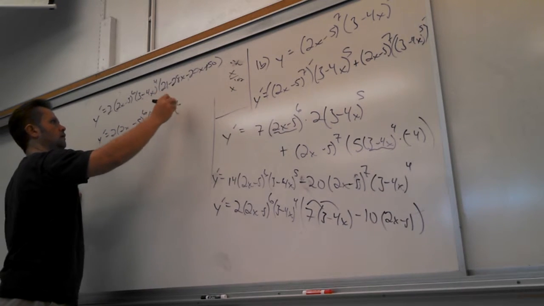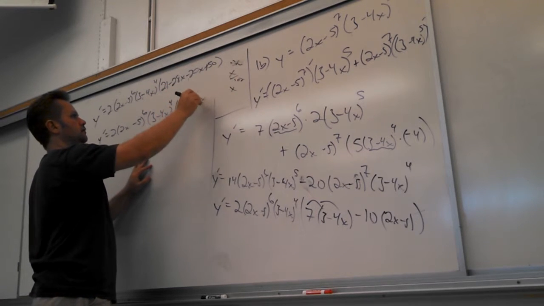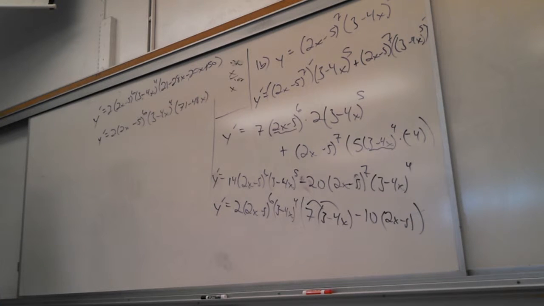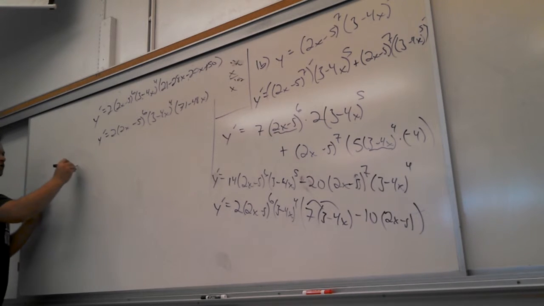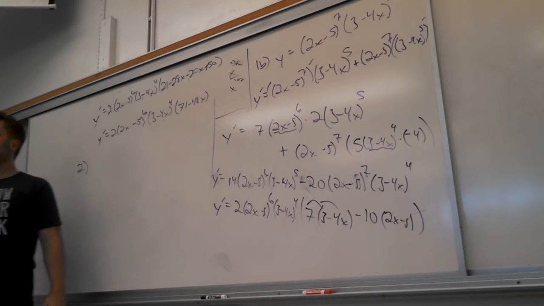What do you get here? You get 71 minus 48x. Sound right? So, thinking ahead to number 2. Number 2 says find where this function has horizontal tangent lines.